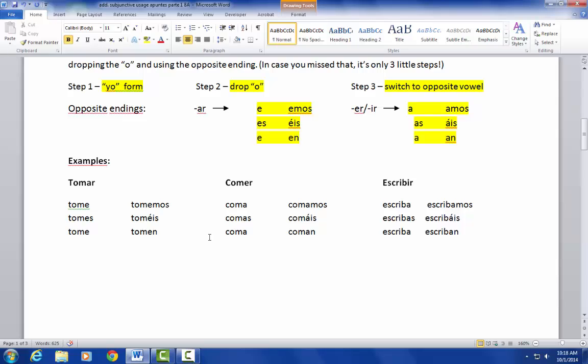Okay, so look at our examples. The verb tomar. It's now tome, tomes, tome, tomemos, toméis, tomen. Comer is now coma, comas, coma, comamos, comáis, coman. And escribir also takes those A endings. Escriba, escribas, escriba, escribamos, escribáis, escriban.